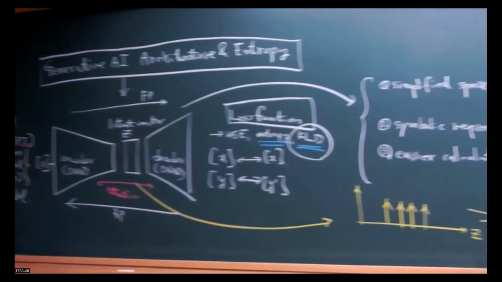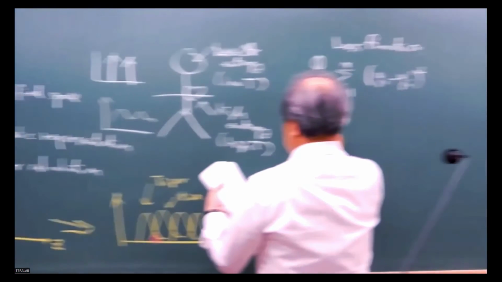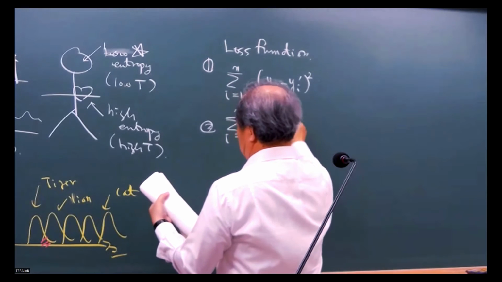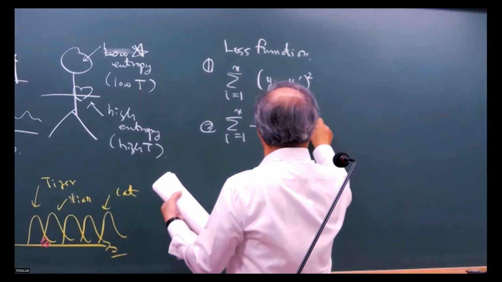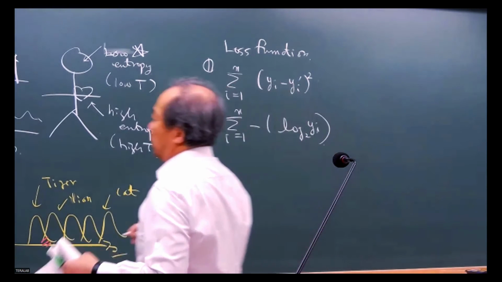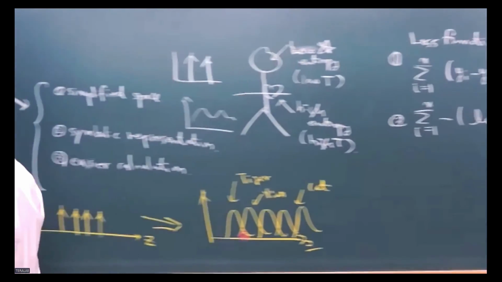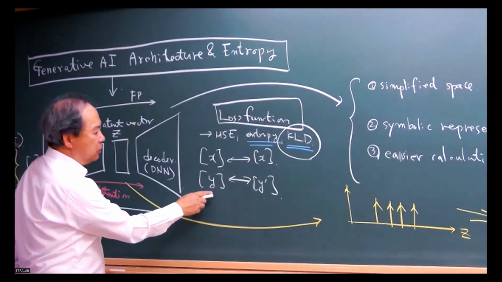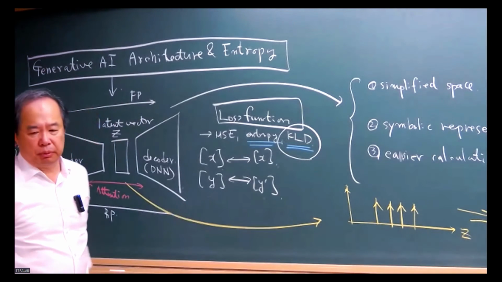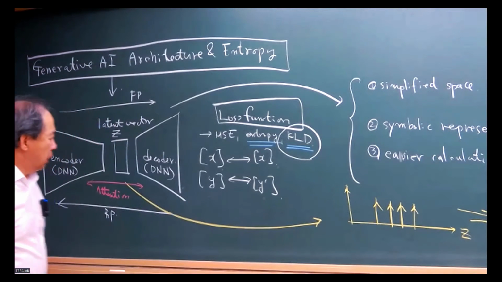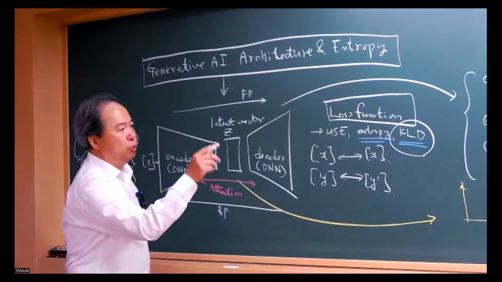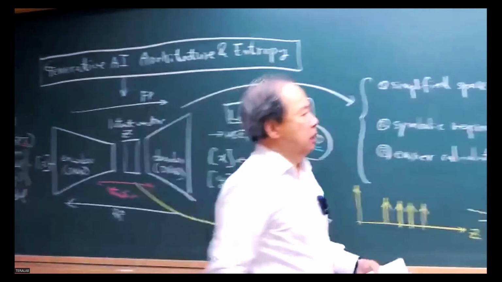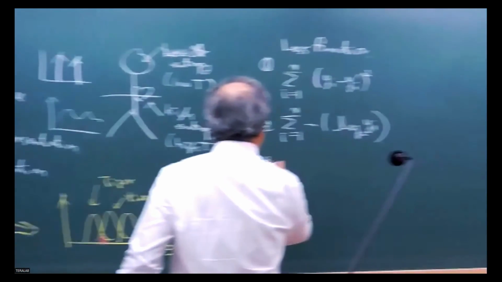Second is entropy. You make the sum of all the elements of the entropy output, and you apply back propagation to minimize the entropy. Third one is cross entropy.